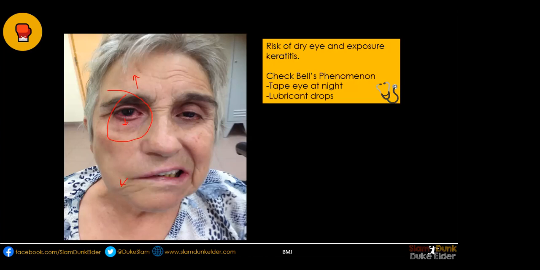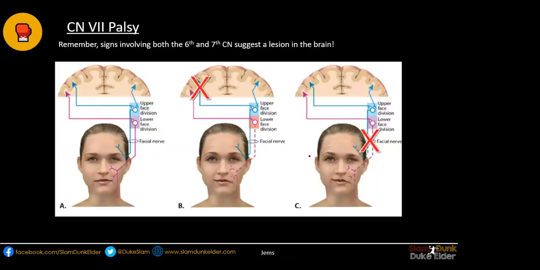But if they don't have an adequate Bell's phenomenon, these patients, you'll need to ask them to tape their eye at night, and they'll need to use a lot of lubricating drops. Ointments and gels are quite nice to put in at night because they can blur your vision.